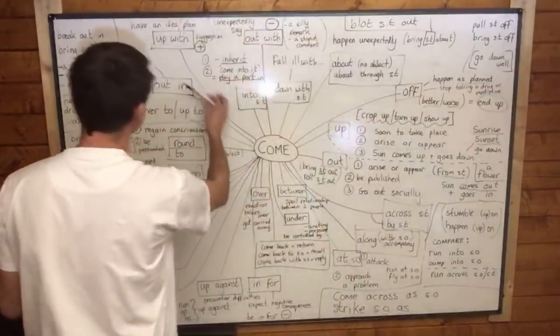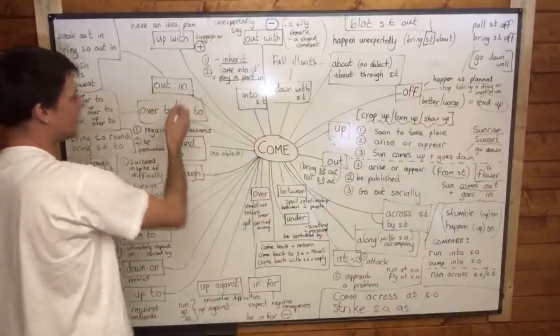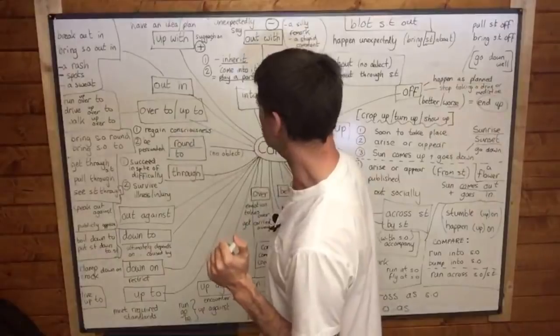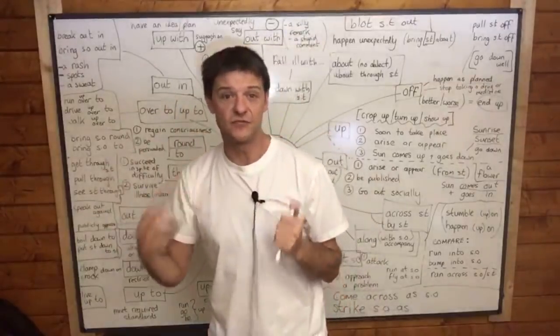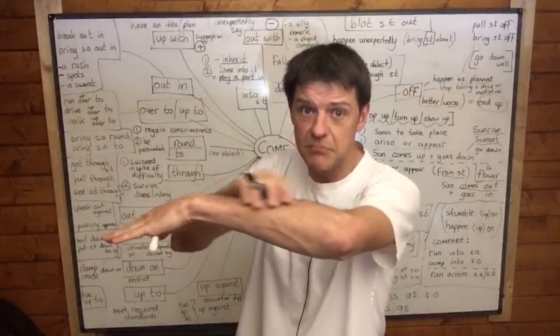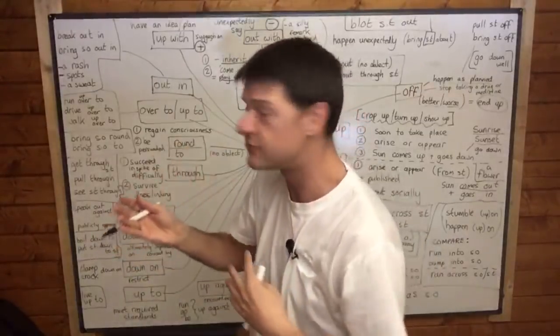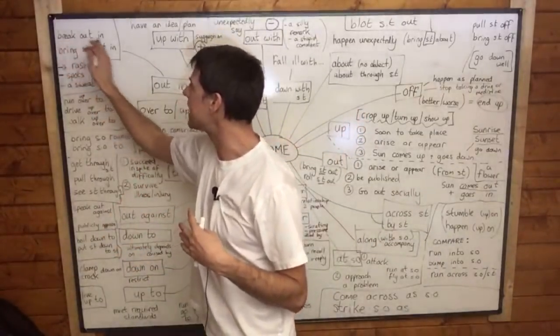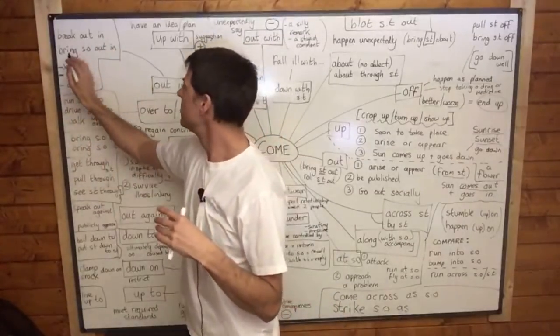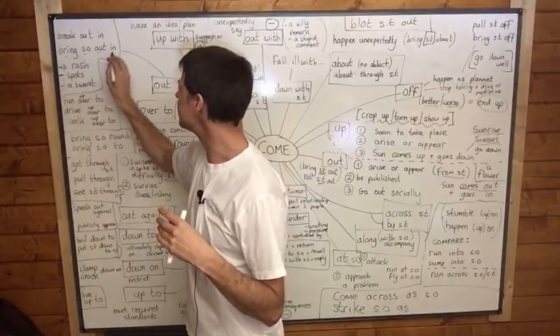Okay, if we say come out in, this is a medical phrasal verb again, like come down with. Come out in is for rashes. If you get a rash on your skin, which is a red mark on your skin, you come out in a rash. Or you break out in a rash. Or your washing powder brings you out in a rash.